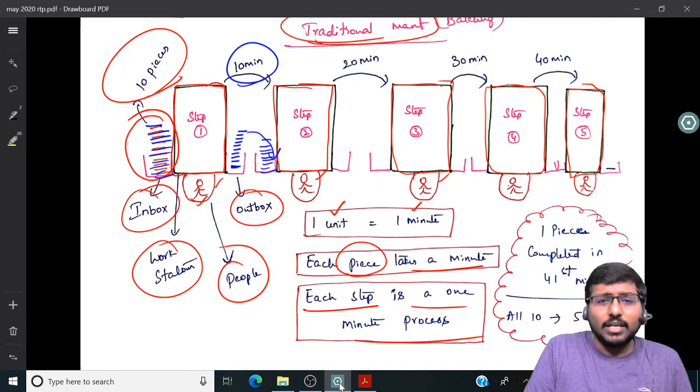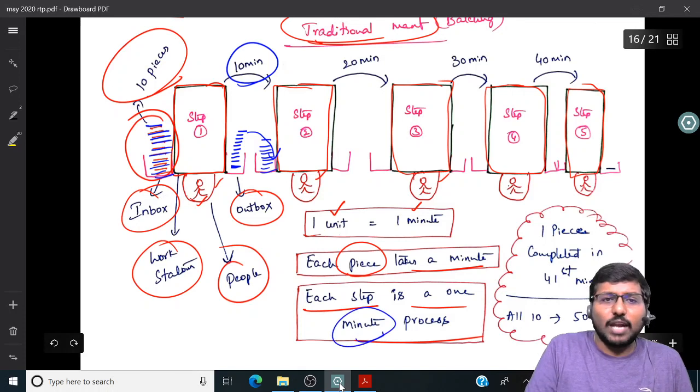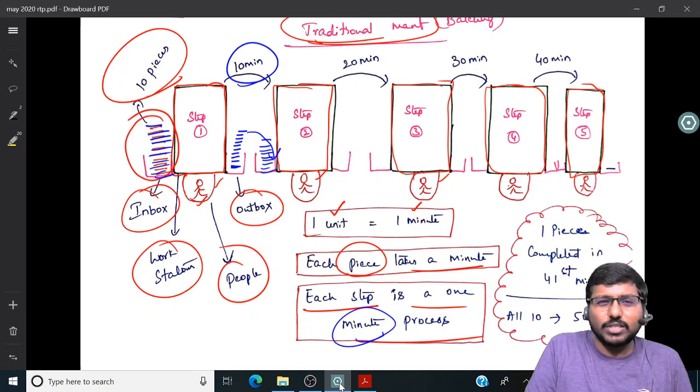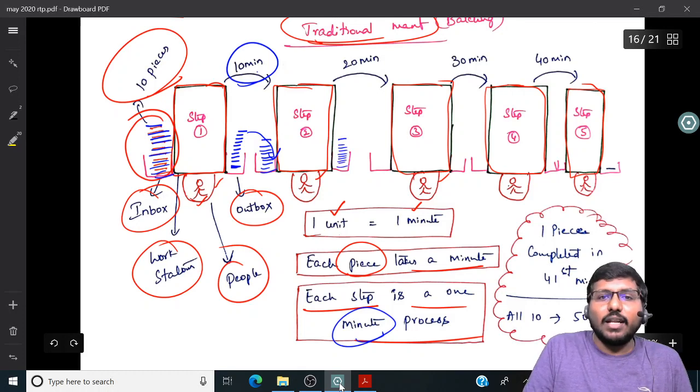Got it? Now again, step 2 also is a 1 minute process, and one unit will take 1 minute, correct? Which means what's going to happen here? Again, it will take exactly 10 minutes. So after 10 minutes, in addition to these 10 minutes, which means after 20 minutes, you'll have 10 units over here, correct? And then this will be given as an input to step 3, and another 10 minutes over here for 10 units.